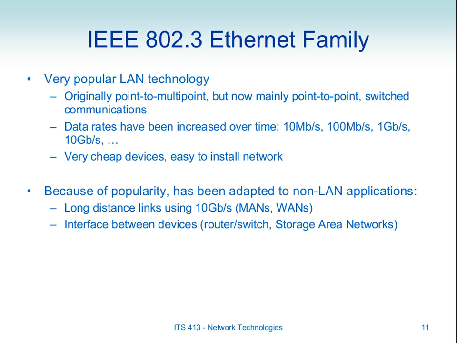Okay, 802.3 is the name of the standard, but it's varied over time. It's a very popular LAN technology. Originally it was point to multipoint, but mainly point to point, a switched network. And the data rates, the original popular one was 10 megabits per second. Now a common one is 1 gigabit per second. And there are standards for and practical implementations of 10, 40 and even 100 gigabit per second Ethernet.